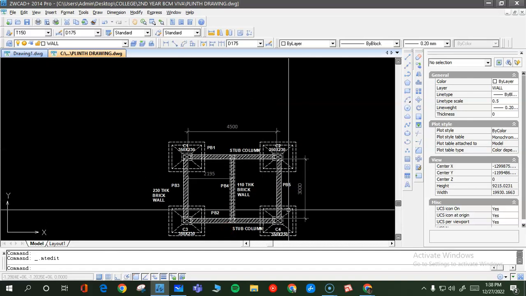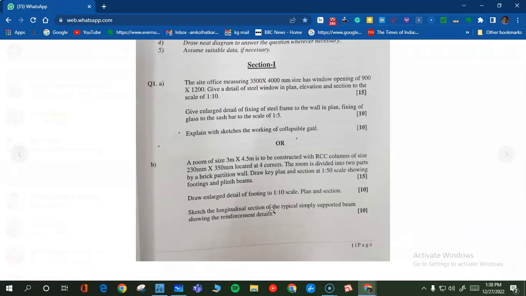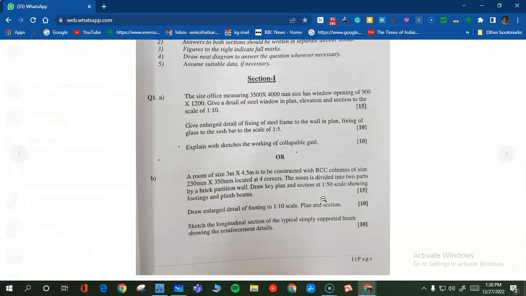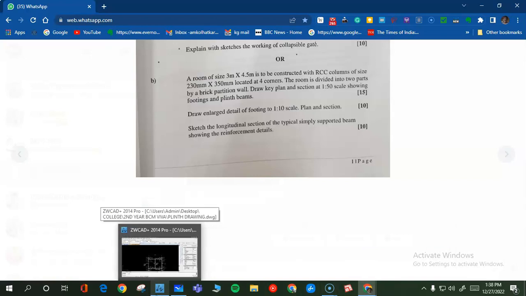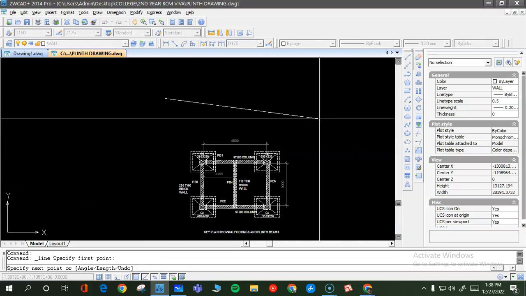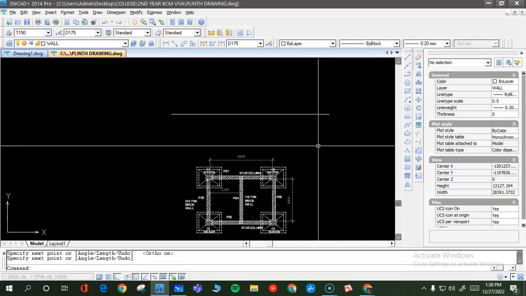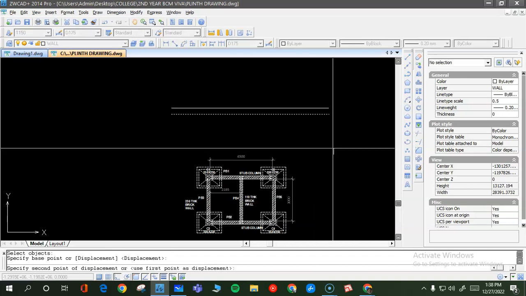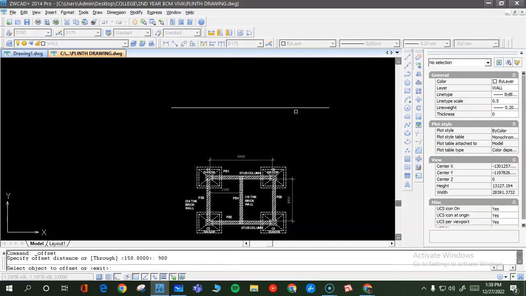Now they have asked you for key section also. So the second part of your question: draw key plan and section at 1:50 scale showing footing and plinth beams. This key section is going to be crucial because in the key section you are going to see the plinth also, plinth formation. So let us try to draw this above here. Now again here you are not given the depth of the footing, where is the available hard strata or whatever, that you have to assume. So let us assume that it is available at a distance of 900 mm. So I'll just draw 900 mm below the ground level.